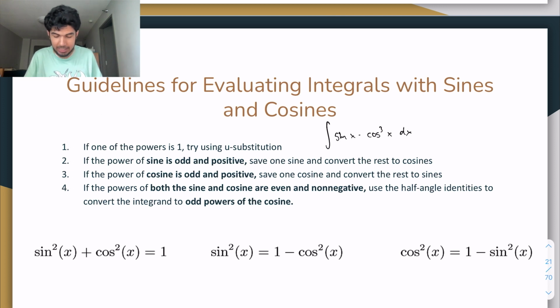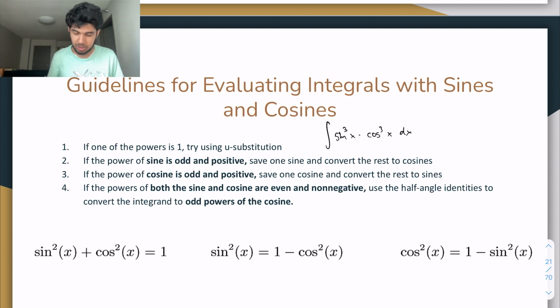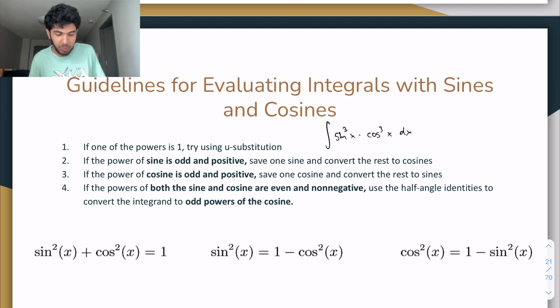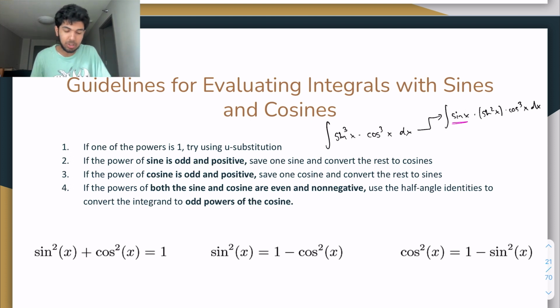If the power of sine is odd and positive, so say it's sine cubed x times cosine cubed x, then you're going to save one sine and convert the rest to cosines. So what I mean by save one sine is we're going to change the sine cubed of x into sine of x, which I'll underline in pink to indicate that we're saving it, times sine squared of x times cosine cubed of x. And then we have to convert the rest of the sines to cosines.